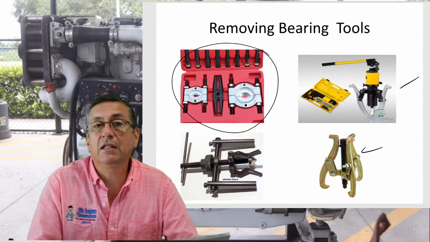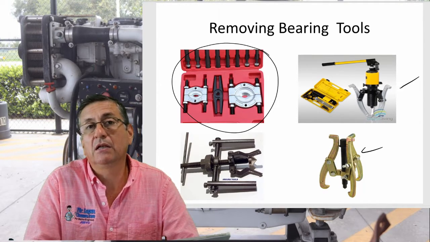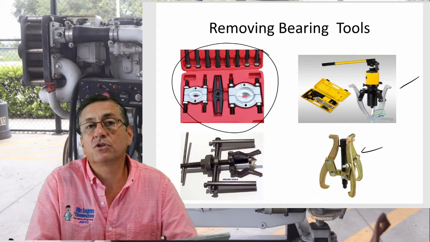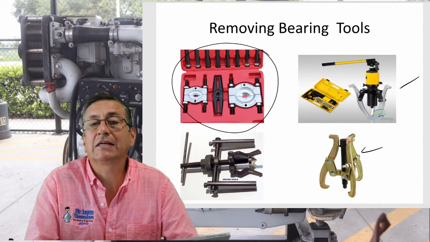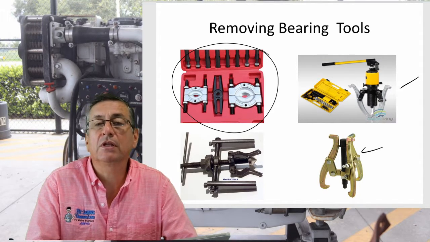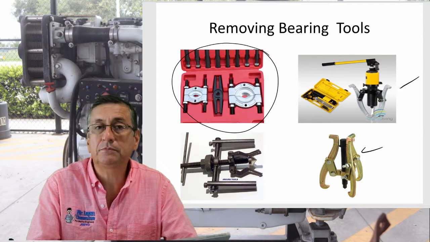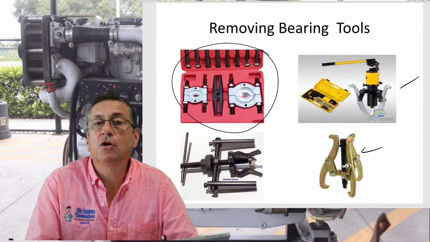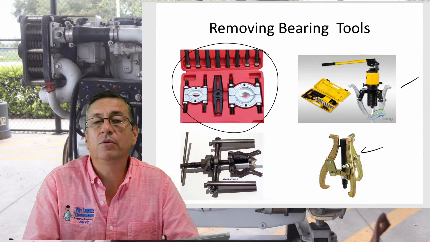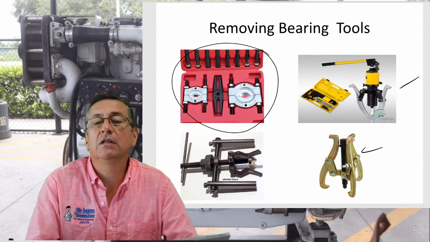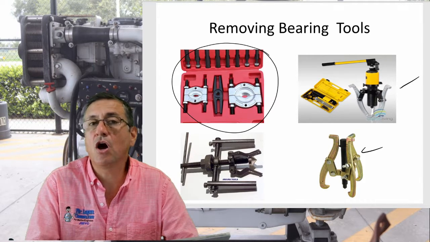You need to be careful when you remove the bearings. Never apply the force on the external ring, because you destroy the bearing. You need to apply the force on the internal ring, because if you apply the force on the external ring, you destroy the bearing. The secret to keep the bearings in proper operational condition is the lubrication. The lubrication is the secret to keep the bearings running for a long period of time.